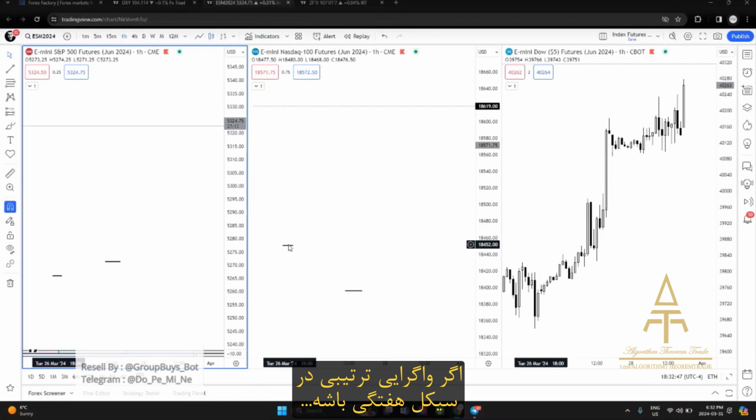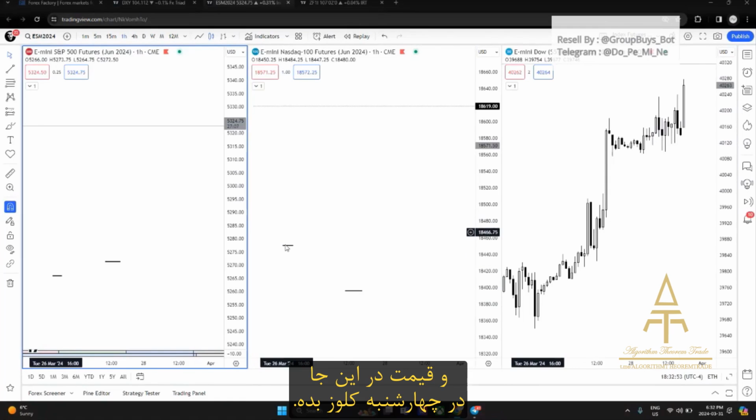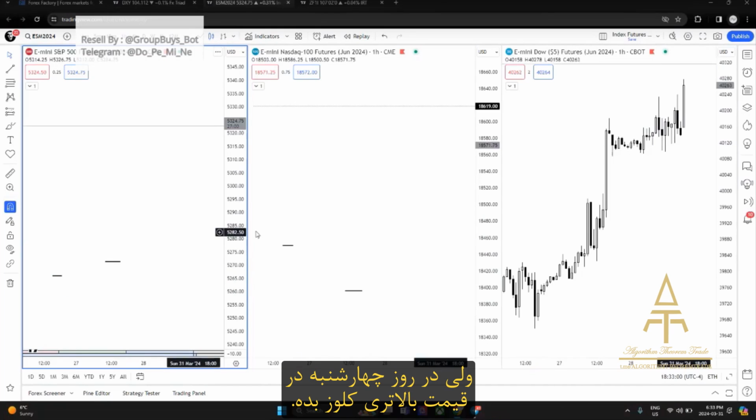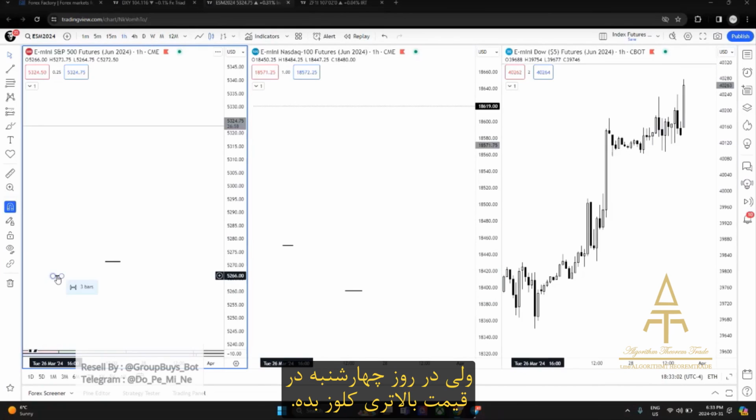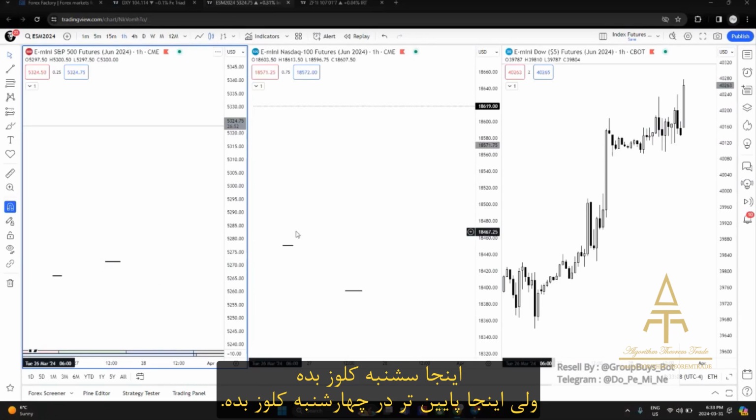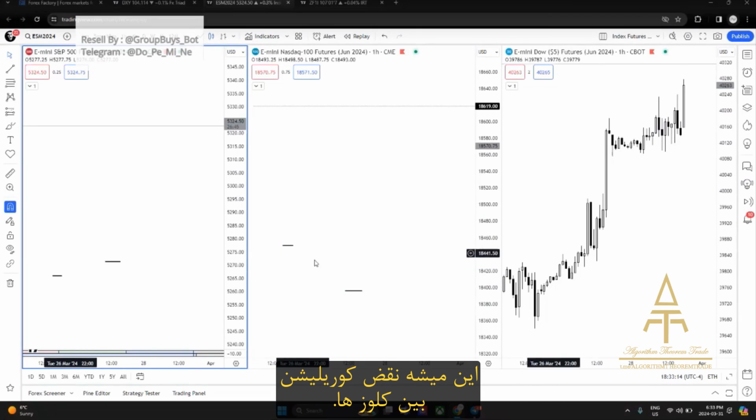If it's a weekly cycle sequential SMT, price closes here Wednesday, price closes here Wednesday, for example. Well, I'll just use what's in the chart. Okay, price closes here Tuesday, right? But closes higher on Wednesday. Okay, price closes here Tuesday, but closes lower on Wednesday. That is the correlation between the closures.